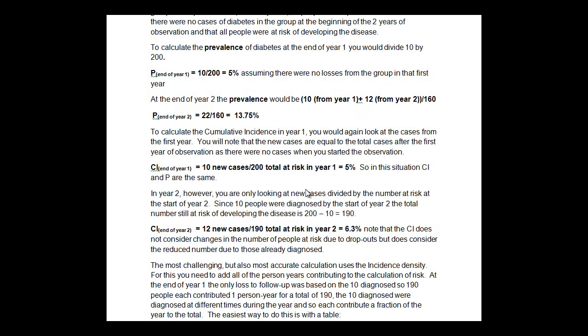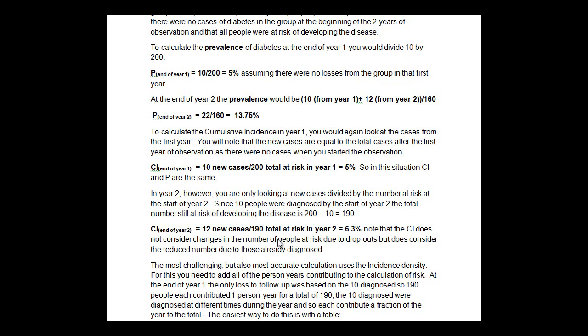To look at the cumulative incidence at the end of year 1, again, we're going to find 10 cases out of 200, giving us a cumulative incidence of 5% at the end of year 1. However, in year 2, we have to subtract the 10 people that developed diabetes in year 1. So our denominator is going to be different in year 2. We're looking at the 200 minus the 190.